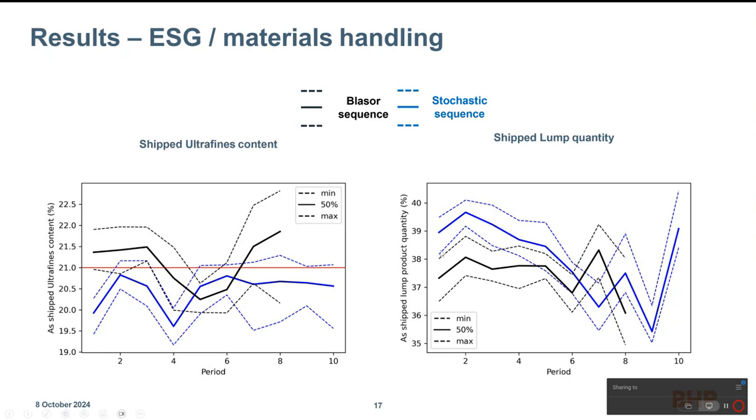We can see that the stochastic sequence in the image on the right maximises the quantity of lump product sold in the early years of the mine compared to the Blazer sequence. As there's a premium for that, that's how it's generating that extra NPV.